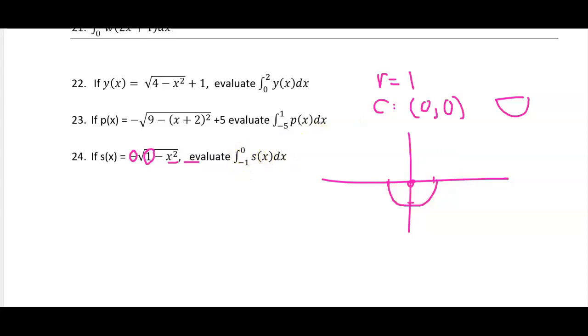Now we're going from -1 to 0, so that's from here to here for this particular integral. So I'm only looking at a quarter circle on the bottom. And as you guys may know, the area of a quarter circle is pi r squared over 4. And so we end up with pi over 4, but we got to remember that that is underneath the x-axis, so it's negative pi over 4. Okay, so final answer there, number 24, is negative pi over 4.